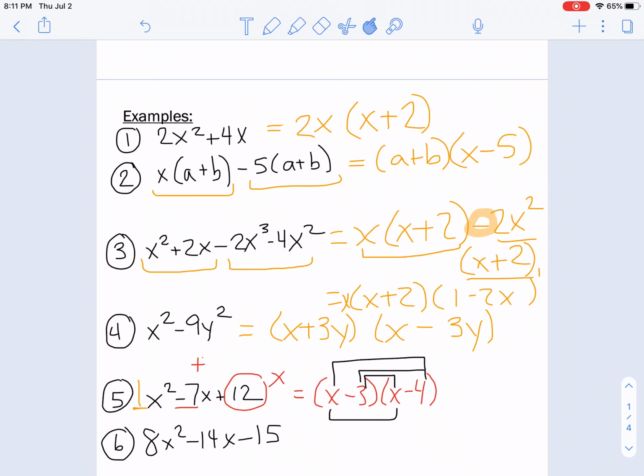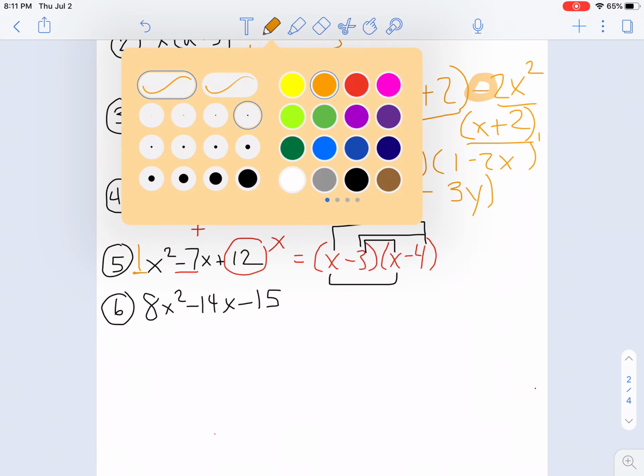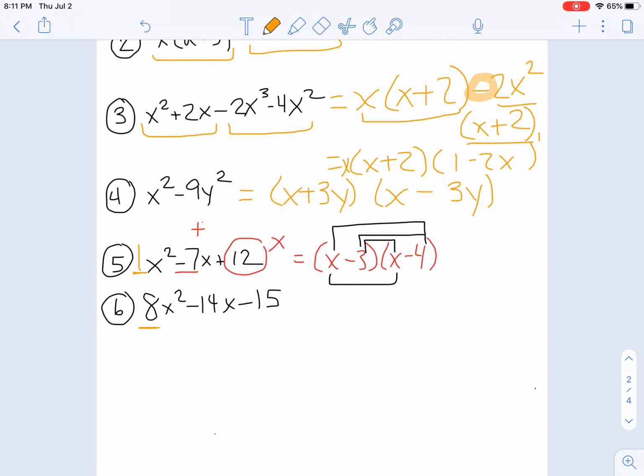The last example is an example of harder factoring because we do have this coefficient in front of the x squared that's not a 1. There are a couple of different methods that you might have learned. It doesn't matter, you pick whatever works for you. So I'm going to go over both. The first one I'm going to talk about is crossover.